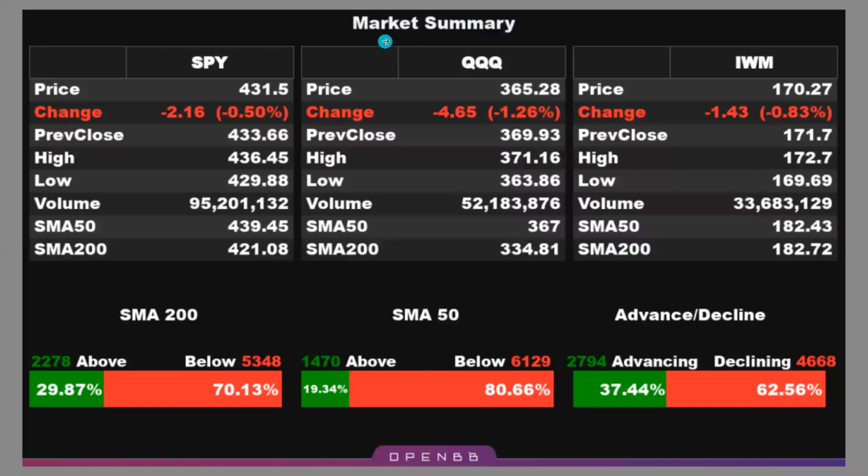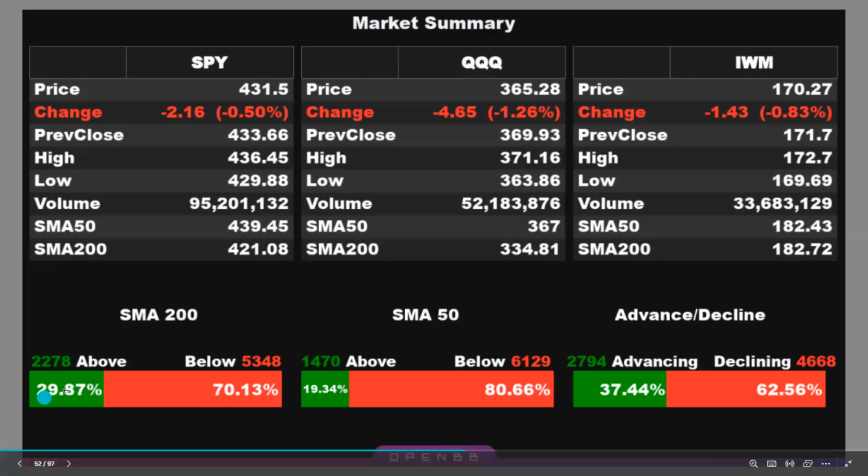When you take a look at the market summary, the SPY closed down 0.5%, the QQQ, the NASDAQ, okay, so tech was down 1.2%, and then you have your IWM small caps down 0.83%. Now, when you look at the percentage of stocks above their 200-day moving average in the S&P, that's right around 30%. So 70% of stocks in the S&P are below their 200-day moving average.